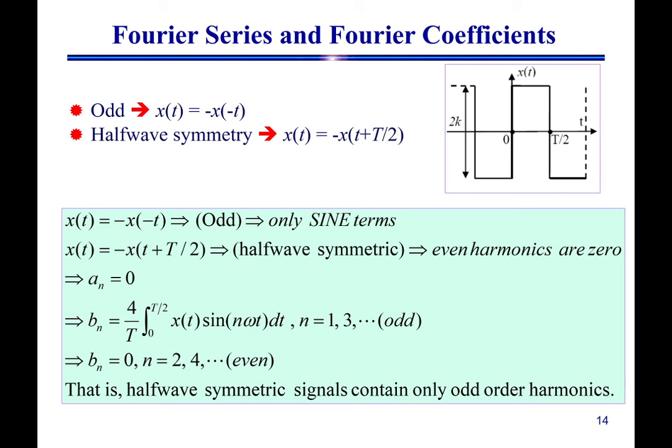Okay, how about if we look at this one? Of course this is an odd function, right? Since x of t is equal to minus x of minus t. Okay, so we're going to have only the sine term. So from this one we're going to have only the sine term, right?